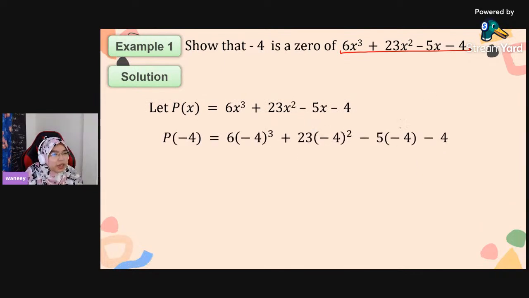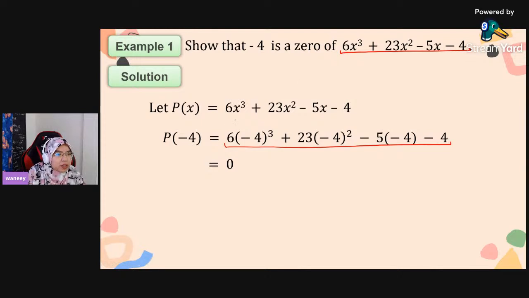Right, so we are going to substitute x with negative 4. So 6 multiplied with negative 4 cubed plus 23 times negative 4 squared minus 5 multiplied with negative 4 and then minus 4. Okay, so now you can use your calculator to calculate the value on the right hand side. What is this total? If you use your calculator for that, you should be able to show that this is actually equal to 0.